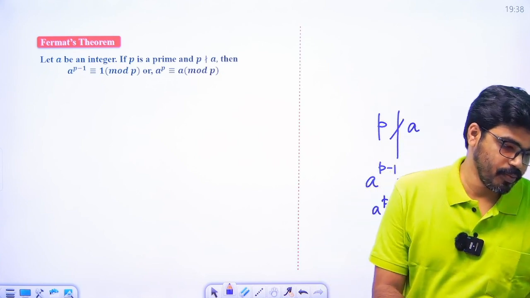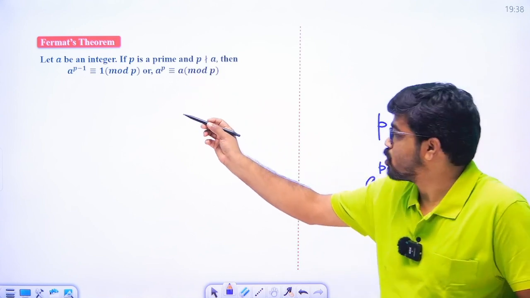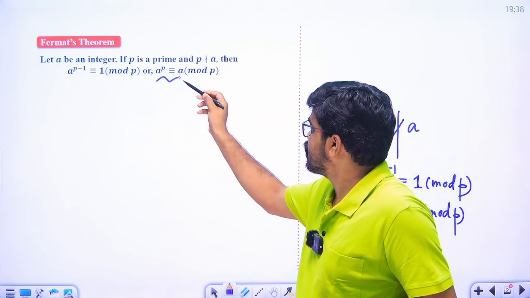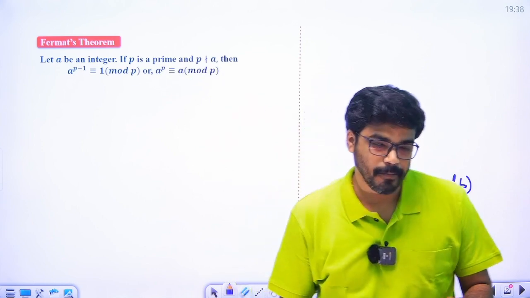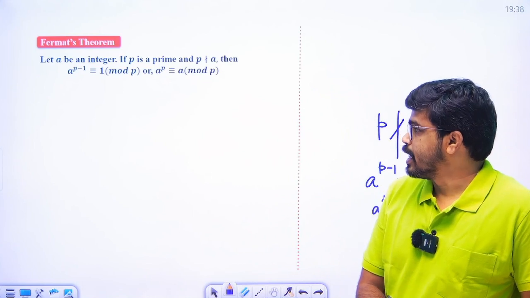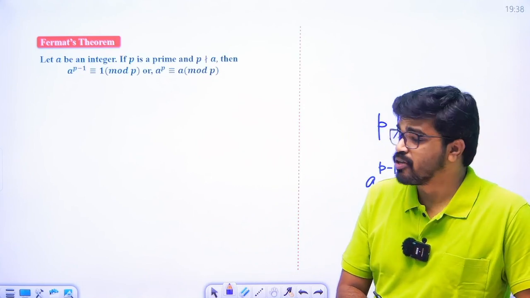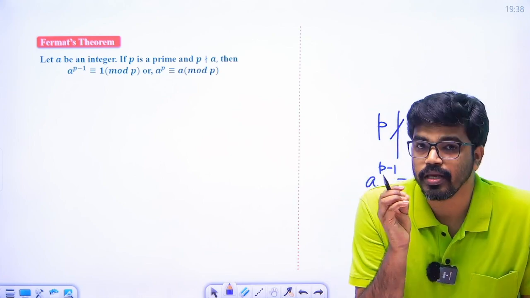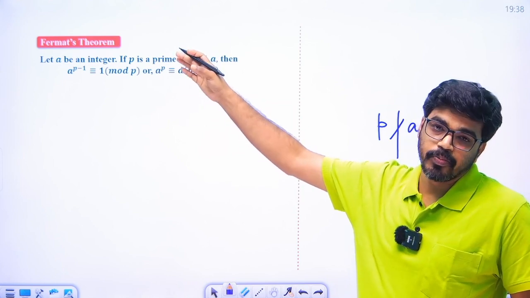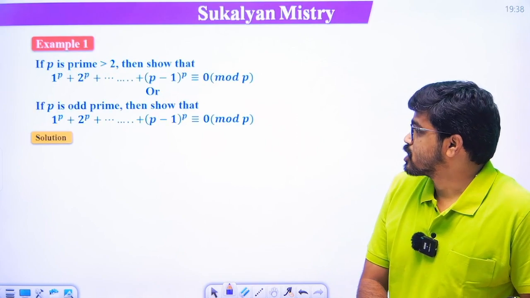Or this can also be written in the form A to the power P is congruent to A modulo P. Right? Okay. So, let A be an integer, if P is prime and P does not divide A, then A to the power P minus 1 is congruent to 1 modulo P, or A to the power P is congruent to A modulo P. Okay. So let us consider an example.